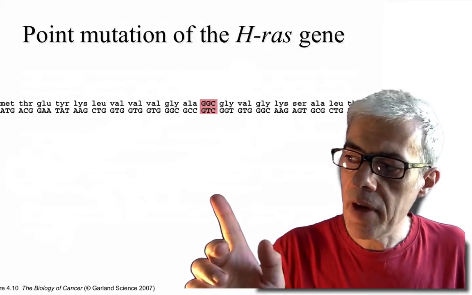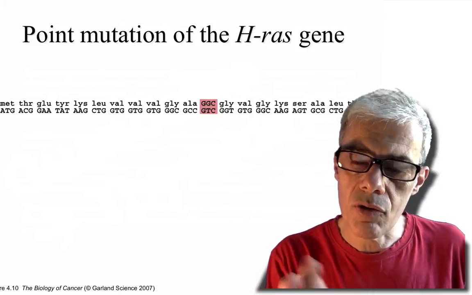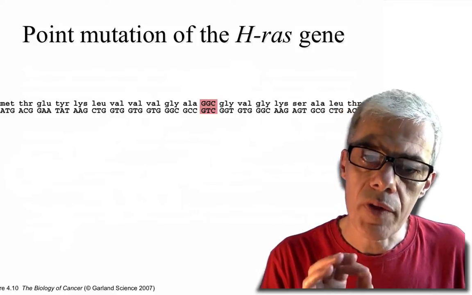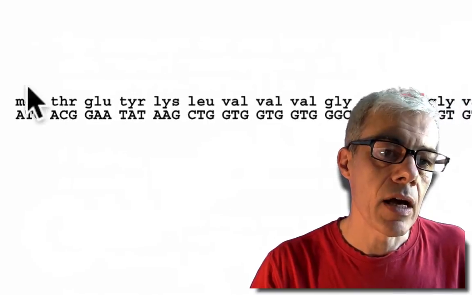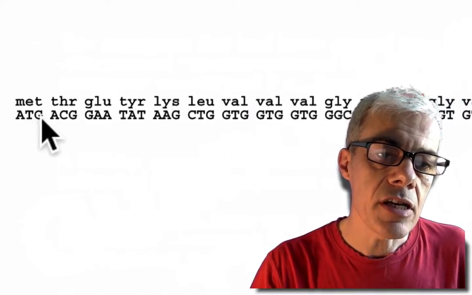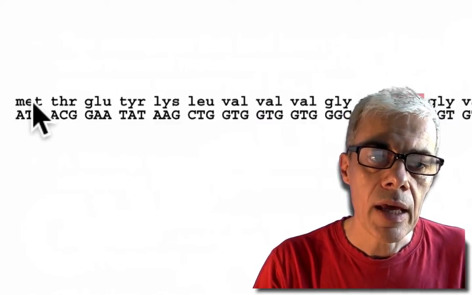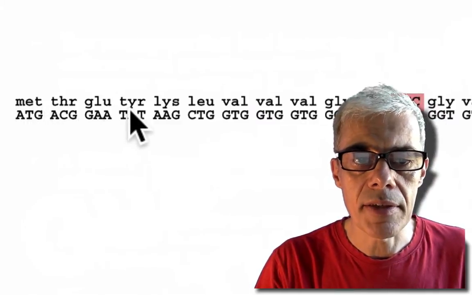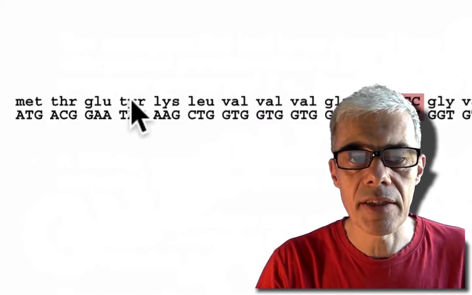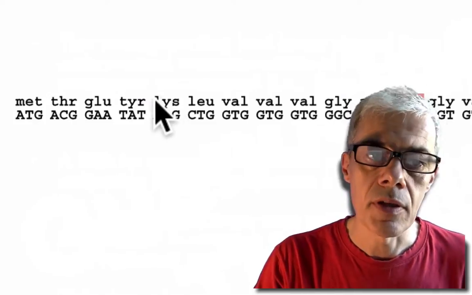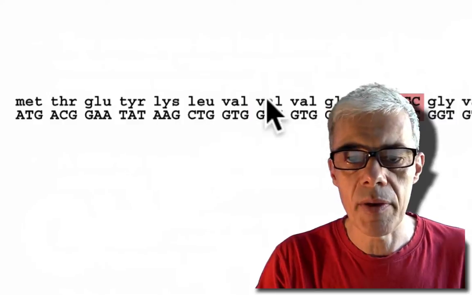So in this diagram here, this shows the coding sequence of the first exon, or at least part of the first exon, of the Hras gene. So here you can see is the ATG codon. That is the start codon and codes for a methionine. And then there are groups of 3 bases, consecutive groups of 3 bases, each coding for a different amino acid residue in the protein. So, we've got tyrosine and lysine and leucine and valine and all of these amino acids.